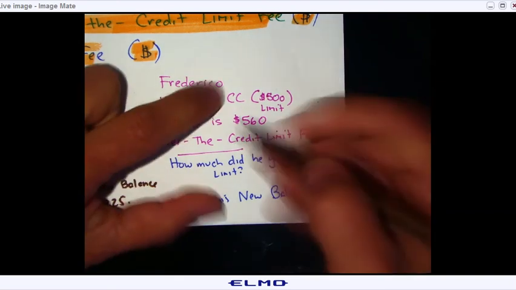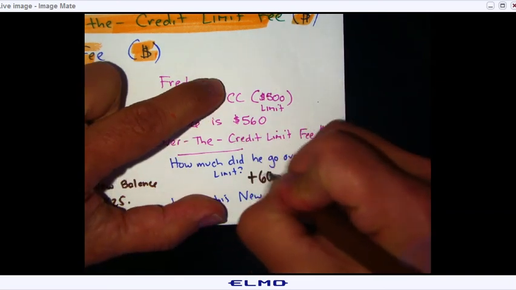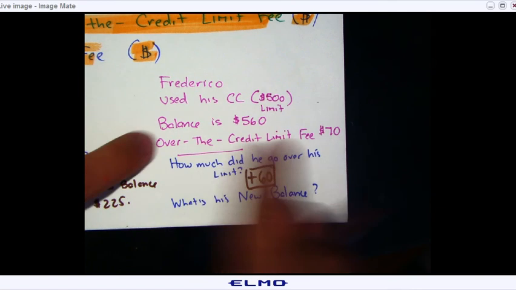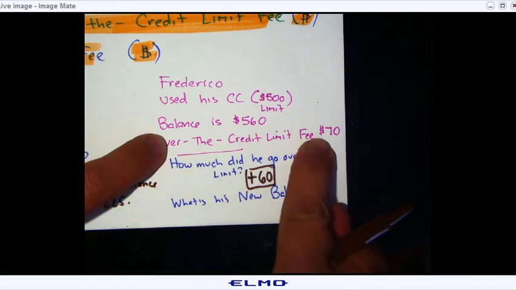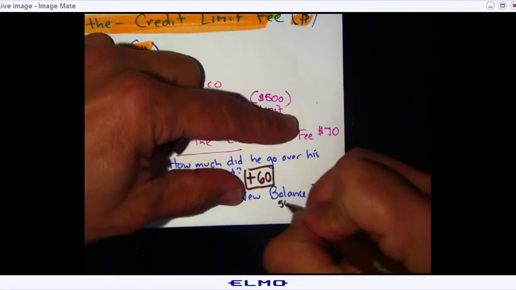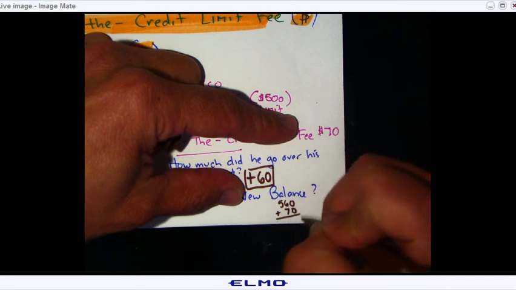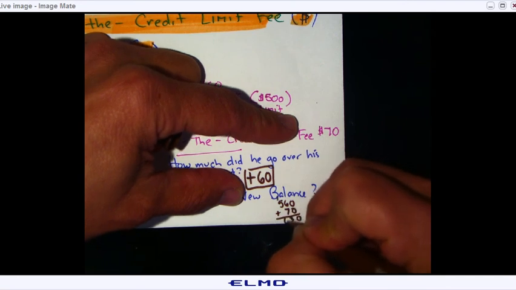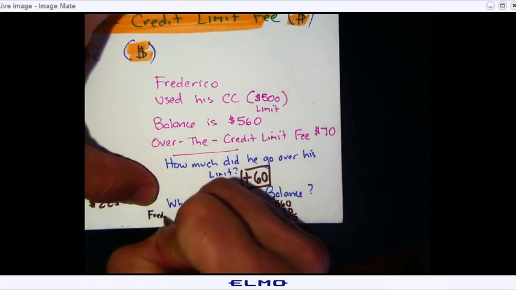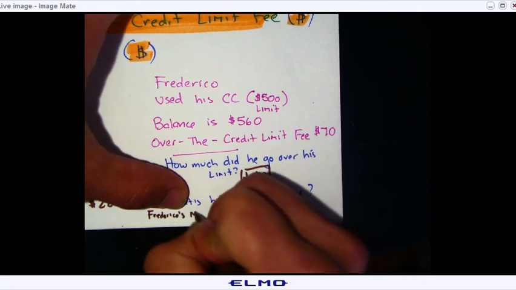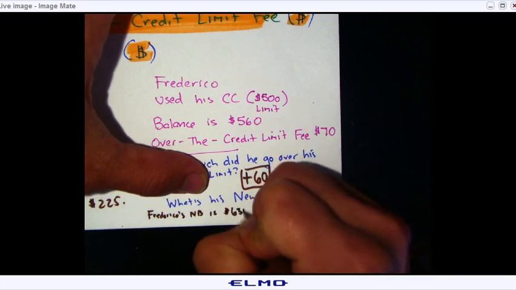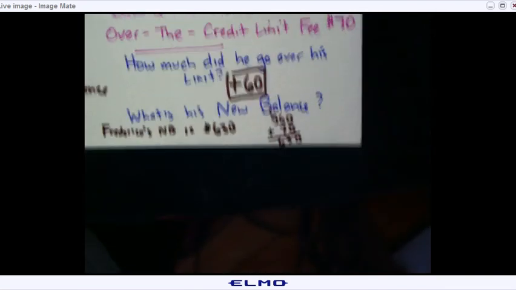Yeah, so $60. So he went plus 60, because he went over by 60. Now what's his new balance? Well, he's going to get that fee for going over the credit limit, right? So 560 plus 70, which is 630. So I'll put Frederico's new balance, I'll put NB because I don't have room, $630. Okay, there you go.